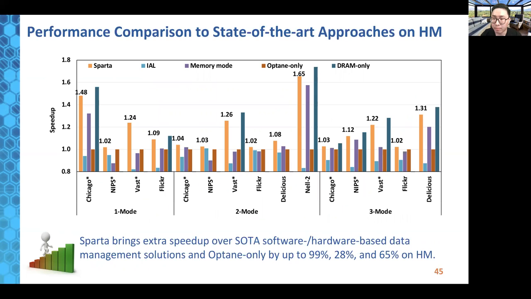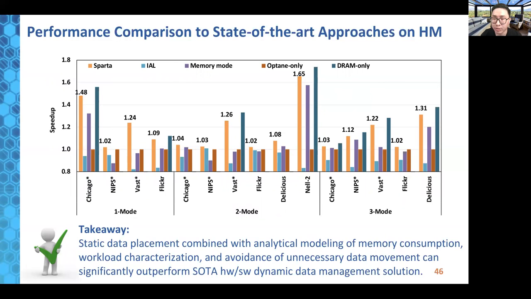With our proposed algorithm and memory heterogeneity aware data management, Sparta brings extra performance improvement on the heterogeneous memory with DRAM and PIM over a state-of-the-art software-based data management solution, a hardware-based data management solution, and PIM only by up to 98%, 28%, and 65% respectively. Our takeaway message here is that static data placement on Optane-based heterogeneous memory systems can outperform dynamic data placement, which is not explored previously.